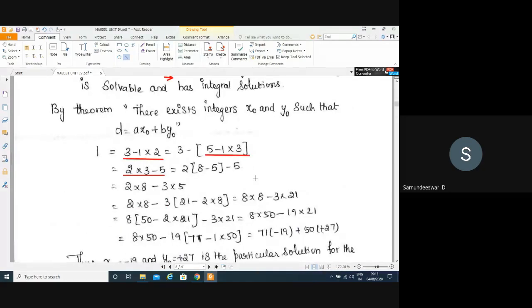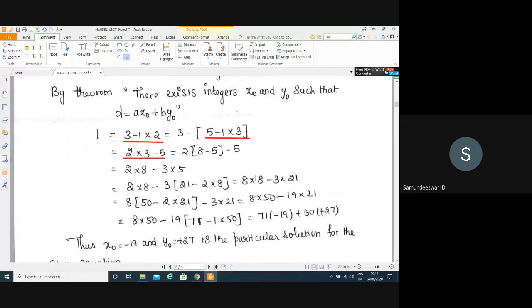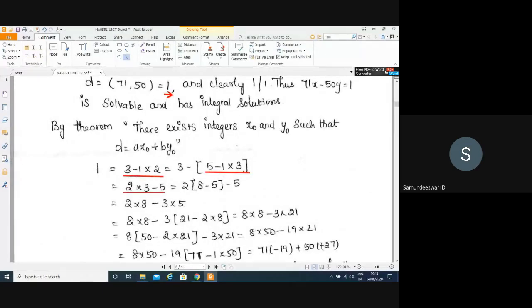Okay, actually there are some mistakes in that. Actually it is 3 minus 1 into 2. In the place of 2, 5 minus 1 into 3. Again you have to write 3 minus 1 into 5 plus 1 into 3. One step you have to include. So it is already 1 into 3, here 1 into 3, so it is 2 into 3 minus 5.